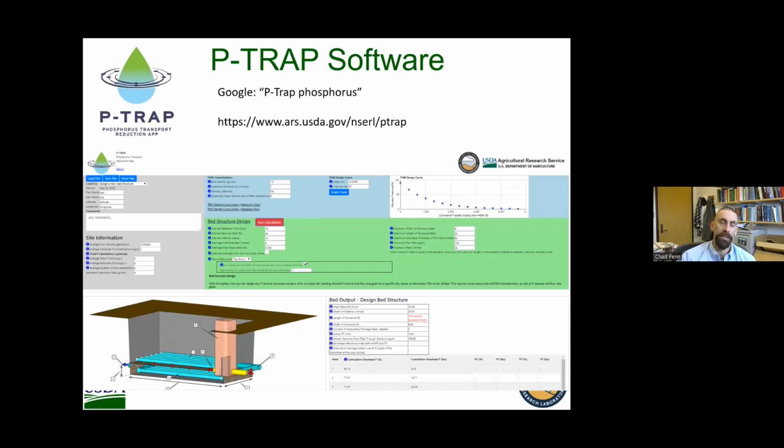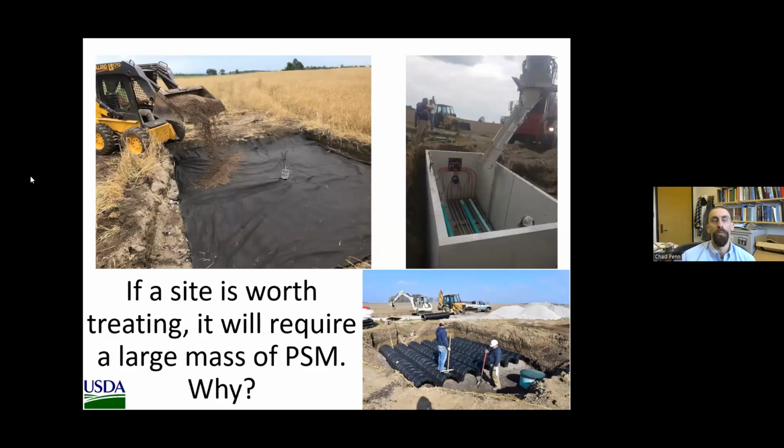Easiest way to get to it, it's a USDA ARS product. It's free. So easiest way to get to it, just Google P-trap phosphorus, and you'll come to the landing page for it. And you click on the P-trap icon, and you'll go right to it. Okay, before I give you several examples of what some different structures look like.